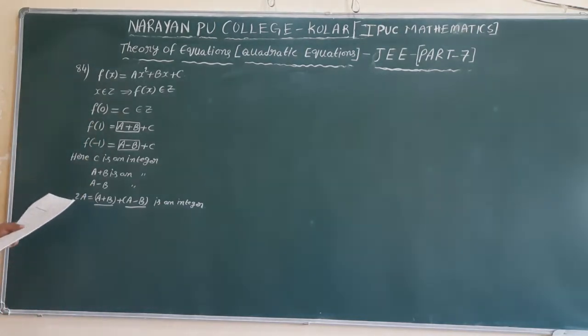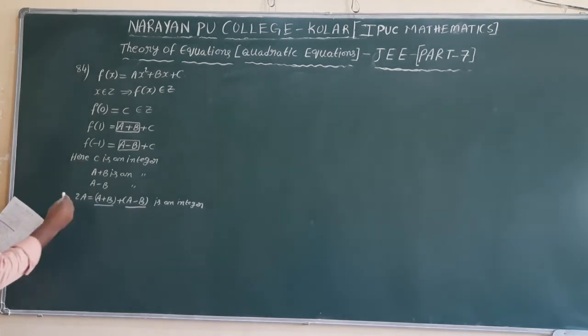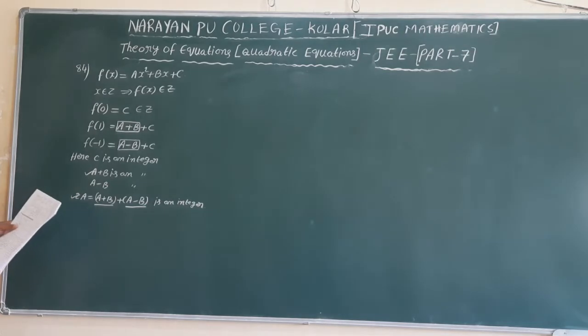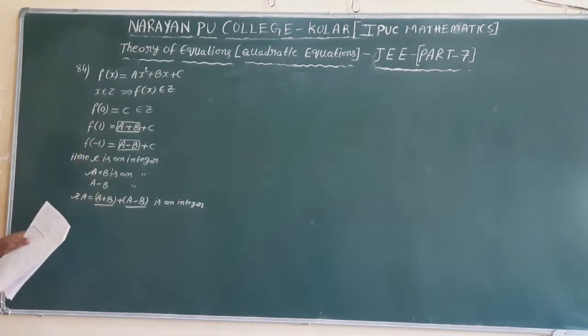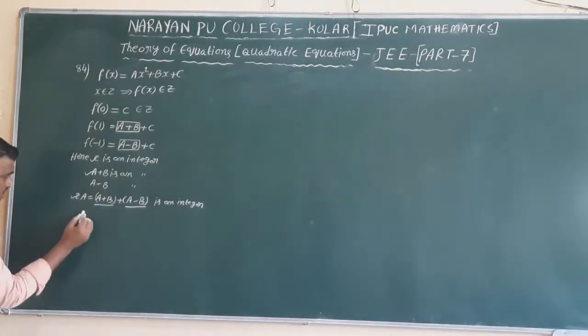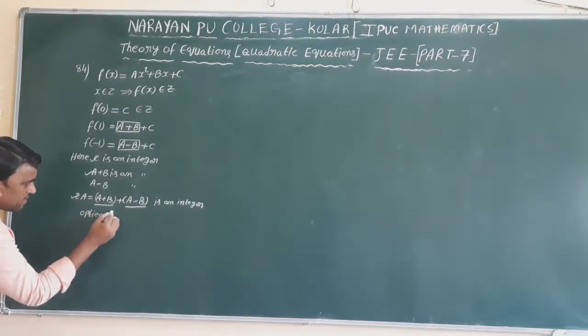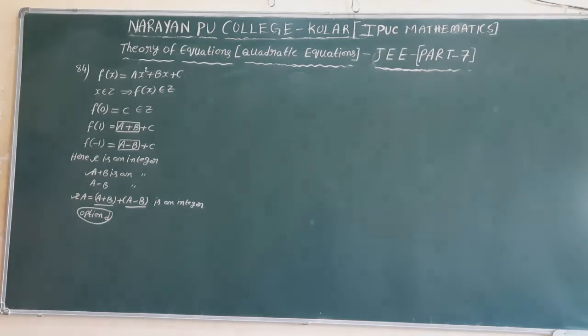If you observe the options, 2a is there, it is an integer. a plus b is there, it is an integer. c is there, it is an integer. Which is not, means none of these. Option D is the correct one. None of these. Why? Because c, a plus b and 2a, the 3 options given, are all integers only. So D is the correct one.